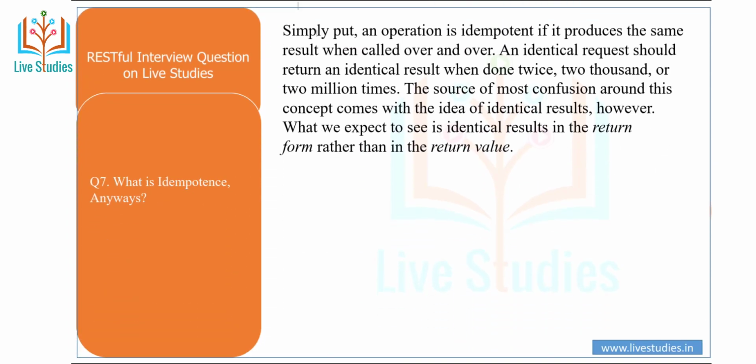Another question is, what is idempotence? Simply put, an operation is idempotent if it produces the same result when called over and over. An identical request should return an identical result whether done twice or 2 million times. The source of most confusion around this concept comes with the idea of an identical result. However, what we expect to see is an identical result in the return form rather than in the return value.